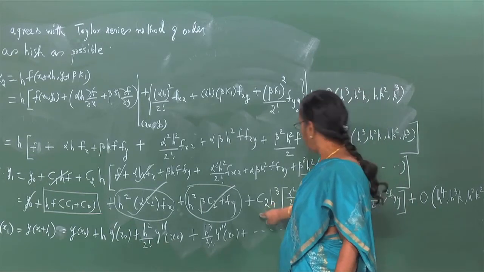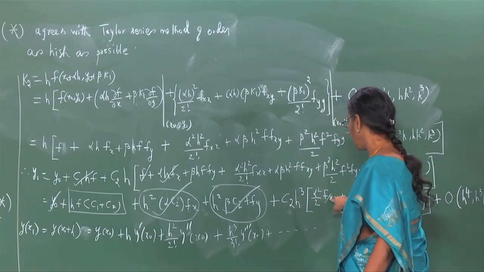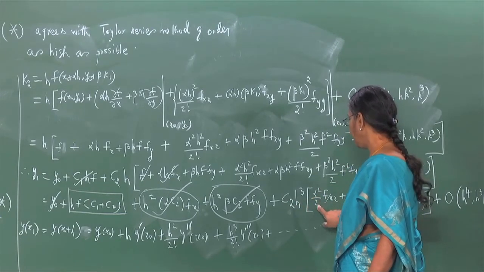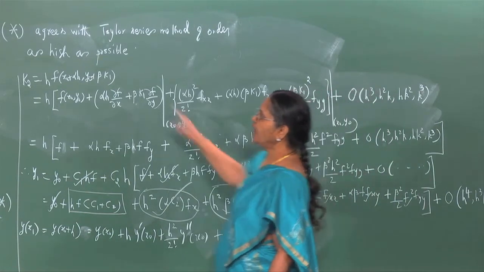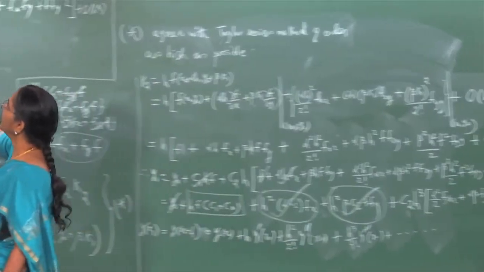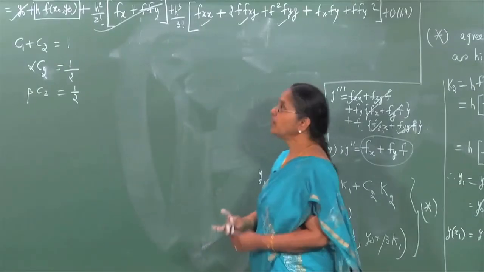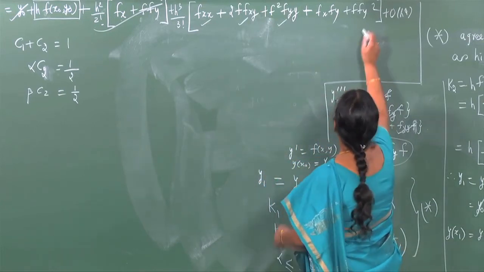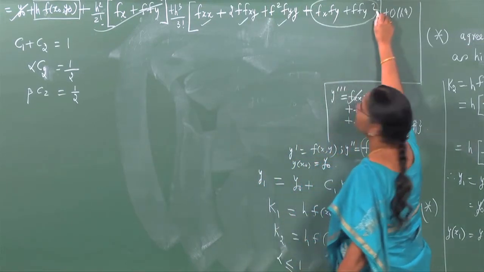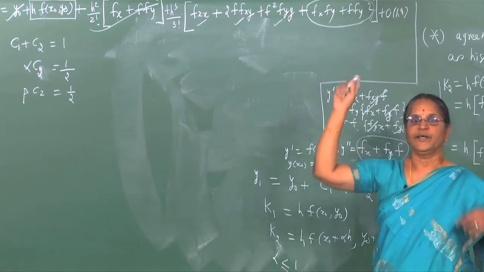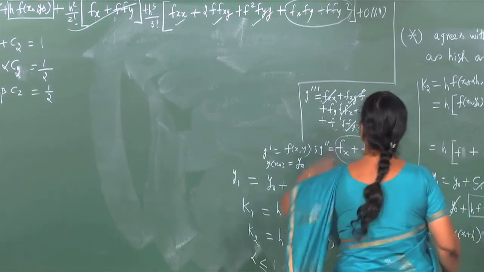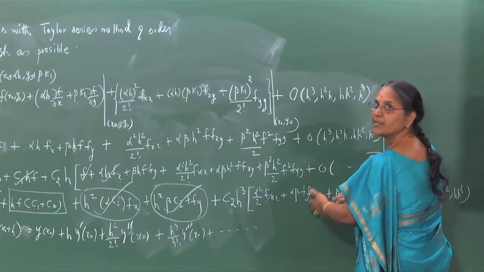I can take the corresponding terms, fxx, whose coefficient will be alpha square by 2 into C2, and equate it to the corresponding coefficient here, which is 1 by 3 factorial. I can do it for each of these terms, but I observe that I have 2 extra terms, which I cannot match with the Taylor series, with the method that I have, because my method does not have that term in it.